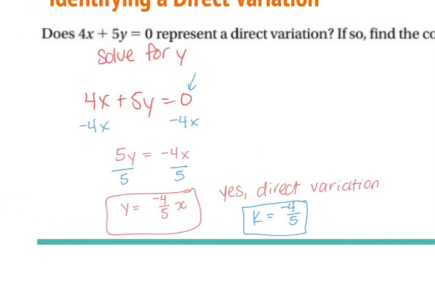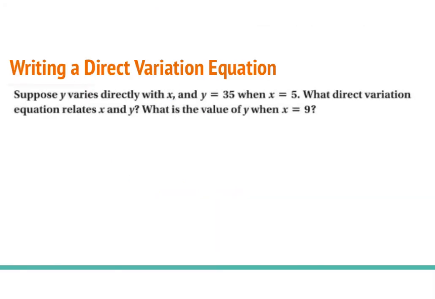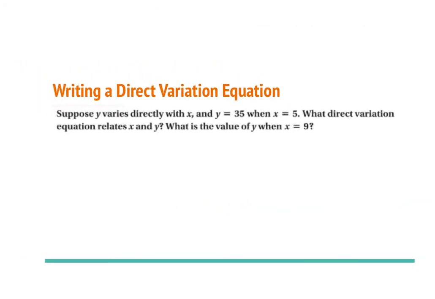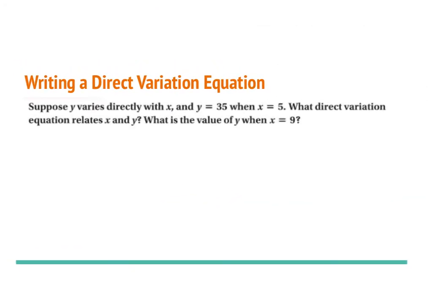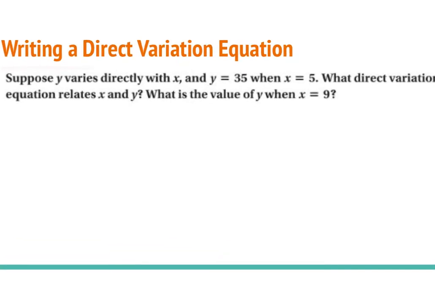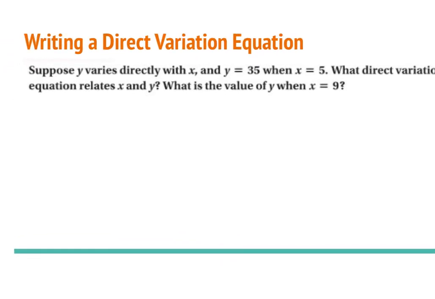Questions? All right. Writing a direct variation. So now we're going to be given that it is a direct variation and we're going to come up with the formula, okay? So if we know that x and y vary directly, that's what it tells us. Y equals 35 when x equals 5. Write a direct variation equation that relates x and y. And what is the value of y when x equals 9, okay?